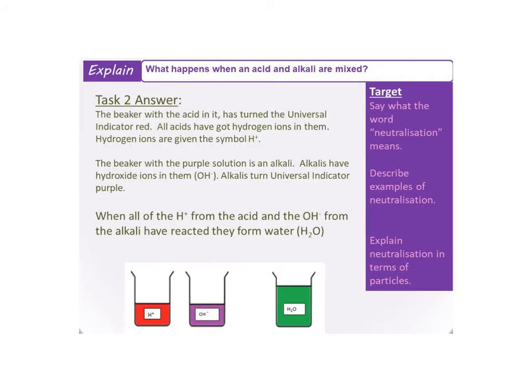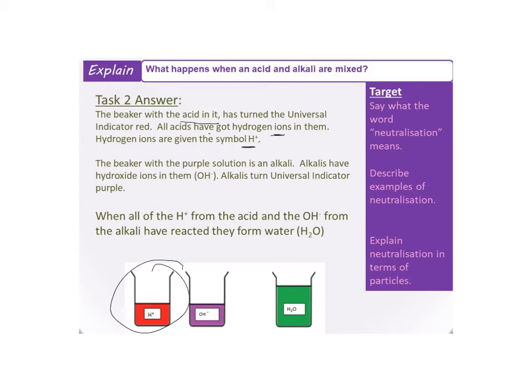Okay. So if you had chosen to do the more challenging task, which was the explain, this is what I would have expected you to have said in your answer. And I'm just going to read it out for you. The beaker with the acid in it has turned the universal indicator red. All acids have got hydrogen ions in them. Hydrogen ions are given the symbol H+.